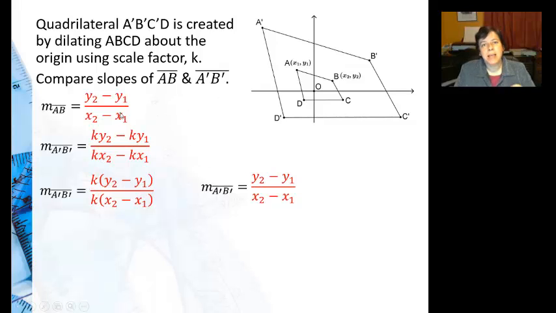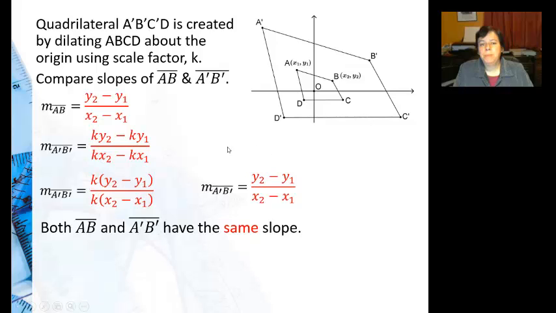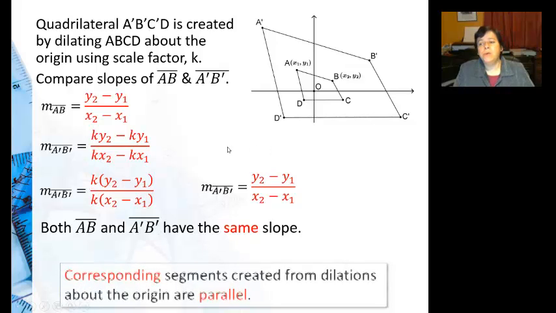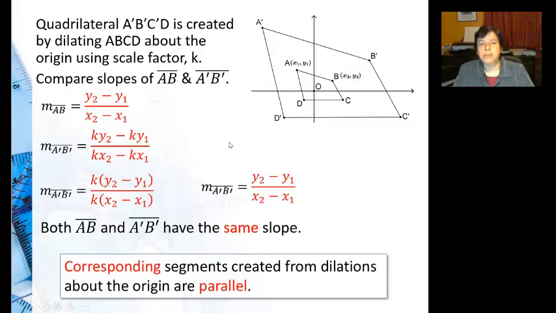Since I didn't have specific examples, I've proven this for all cases. It doesn't matter what the coordinates are. With a dilation, the slopes will be the same, which means that corresponding segments created from dilations about the origin are parallel. By the way, I could strike the "about the origin," because remember when we did dilations about points that weren't at the origin, the only thing that changed was the location. It didn't tilt or anything, so those would also be parallel.